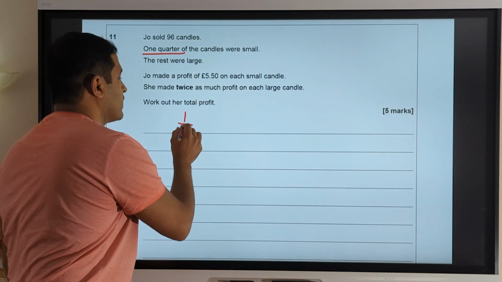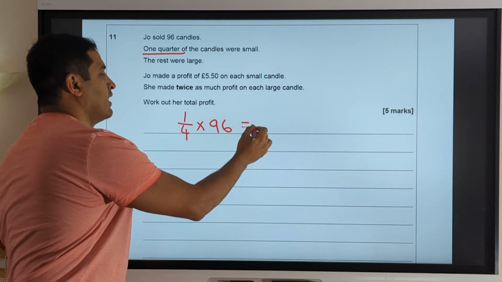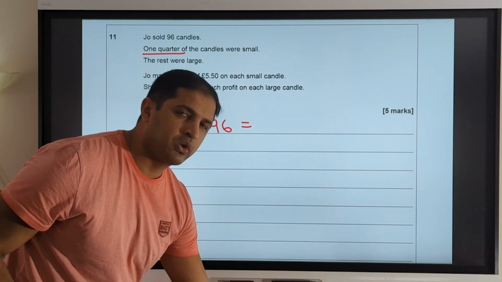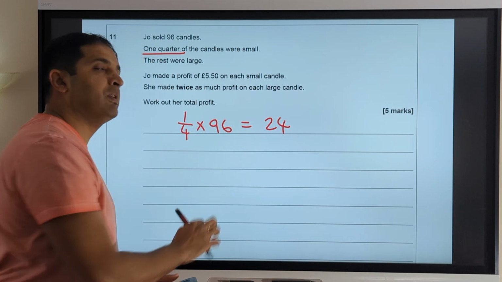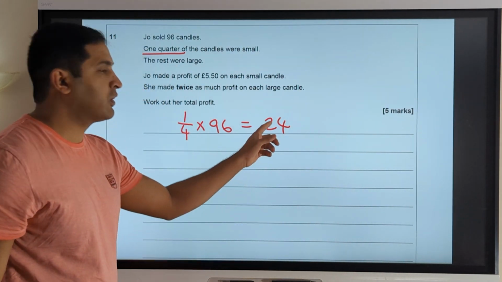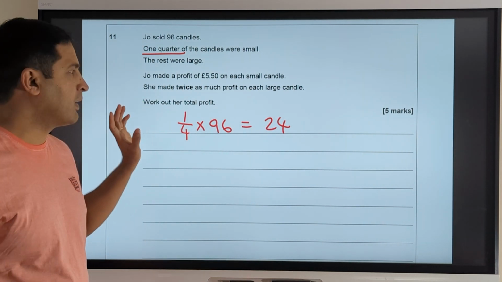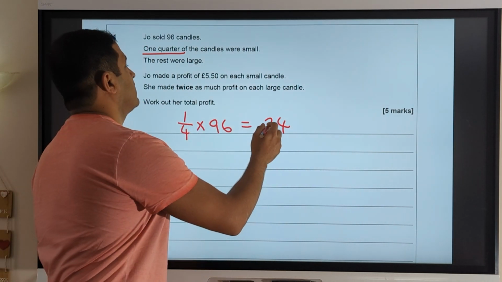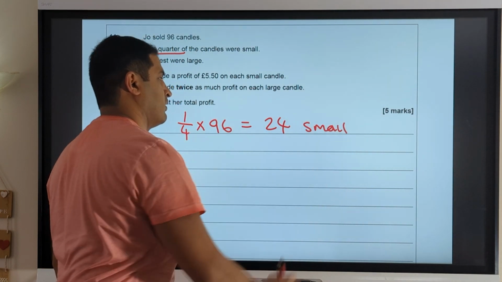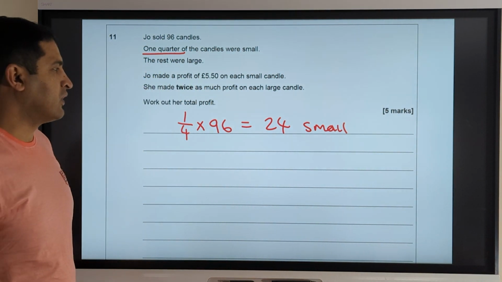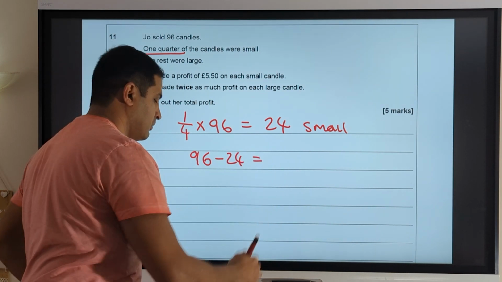If I say 1/4 of 96, I just put that in the calculator, 1/4 times 96, and I'll get 24. That would definitely be 1 mark, even if you don't write down what that equals. If you write down 1/4 times 96, it will give you 1 mark. So we sell 24 small candles, and the rest were large. So I need to do the next calculation. 96 take away 24, that gives me the large candles.